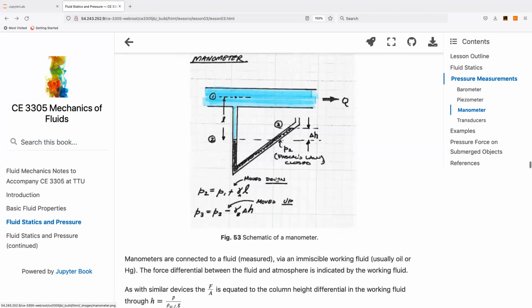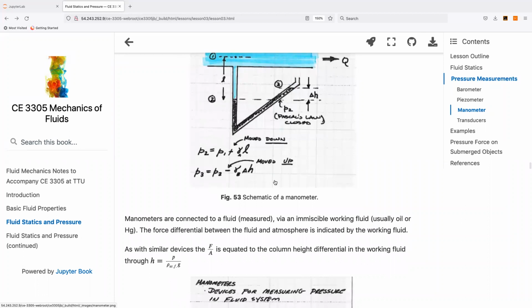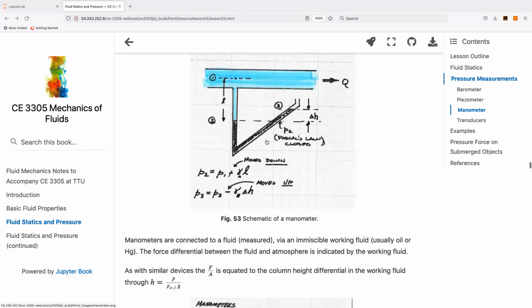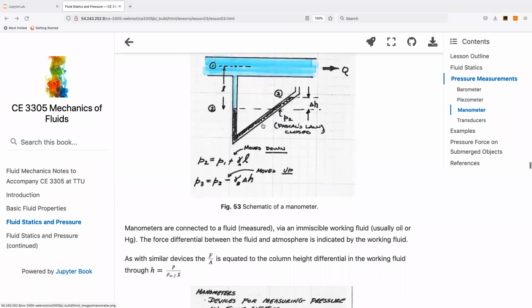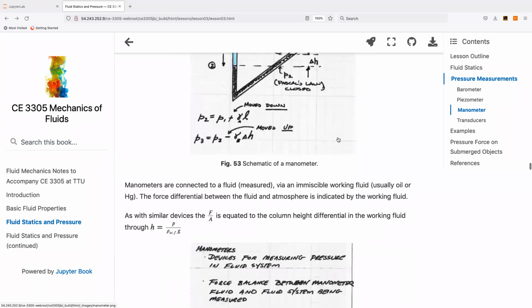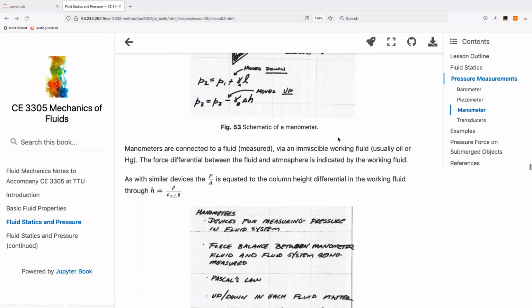That's a manometer, and these are used almost extensively today. In the olden days, the working fluid was mercury. Again, it's been replaced with oils and other things which are environmentally more acceptable.